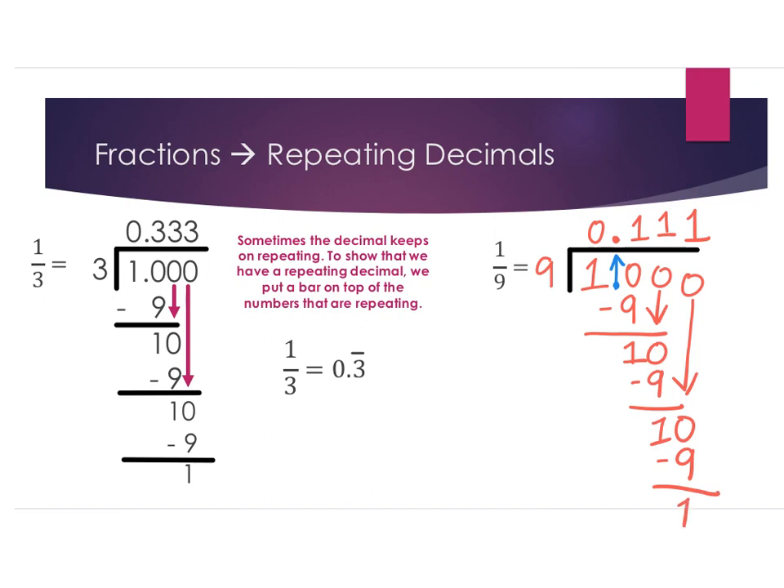Are you guys seeing a pattern here? Because I'm seeing a pattern. Every time I subtract, I always get the answer 1. So it looks like my answer is going to just be 0.1111111 over and over until infinity. So how should I write my answer?